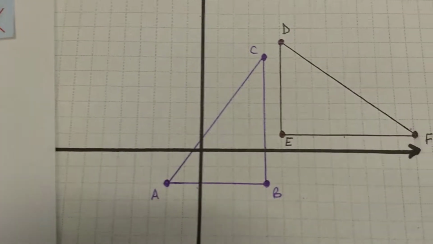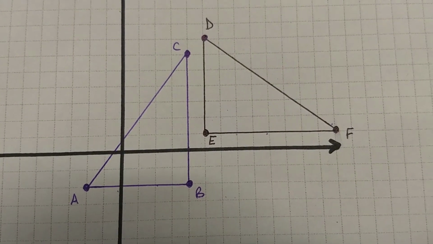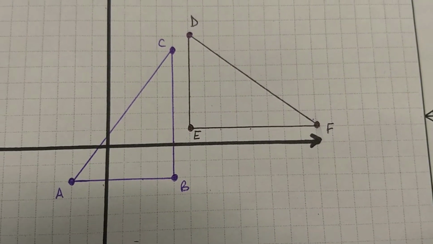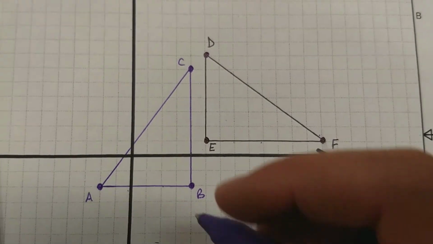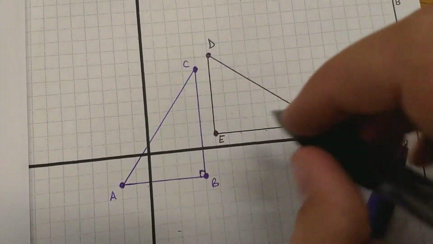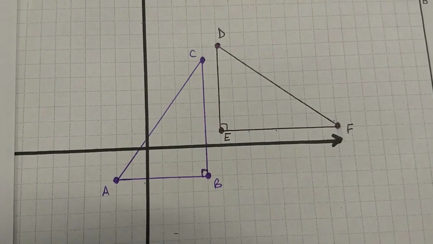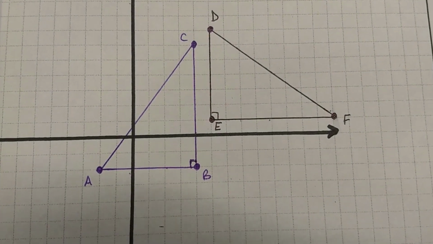Well, in order to do that, we would use side, side, side, or side, angle, side. We could even use something called hypotenuse leg. We do have right triangles here. We see that we've got a right angle in there at angle B and a right angle here at angle E. But really, I'd like to look at the side distances.